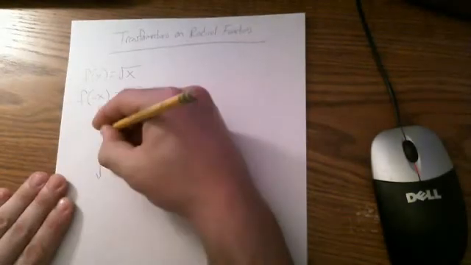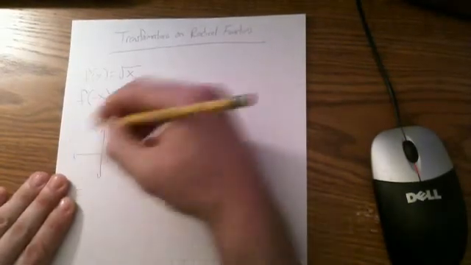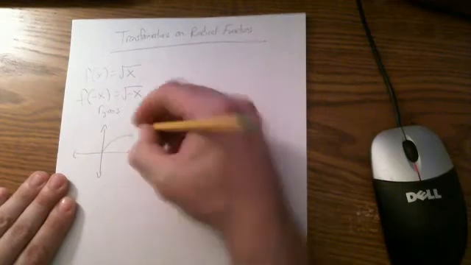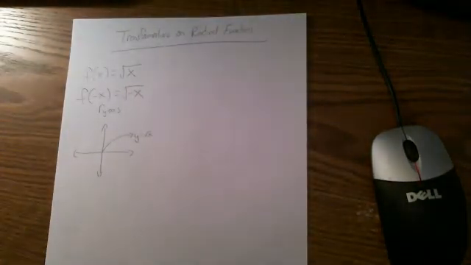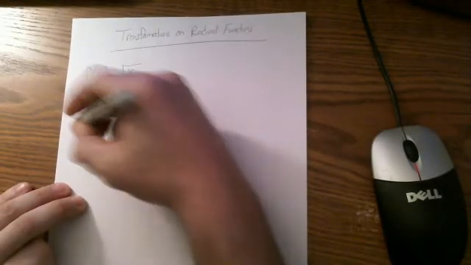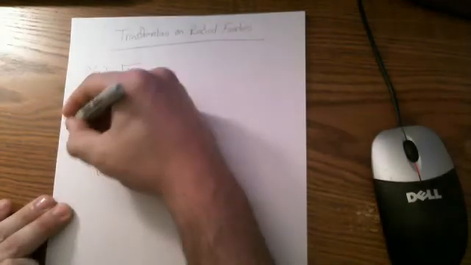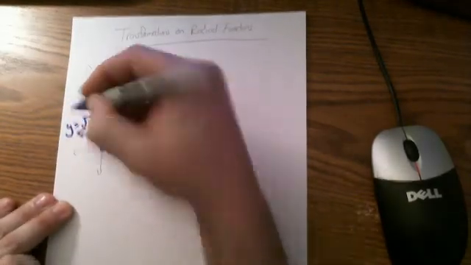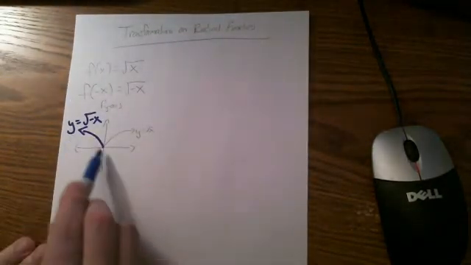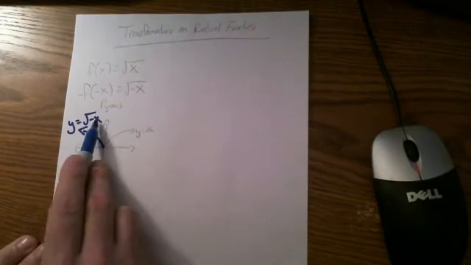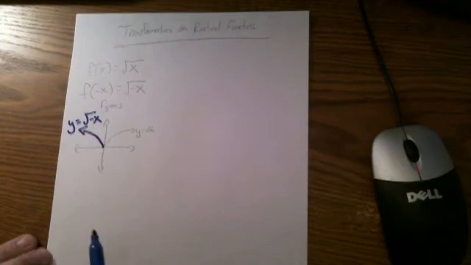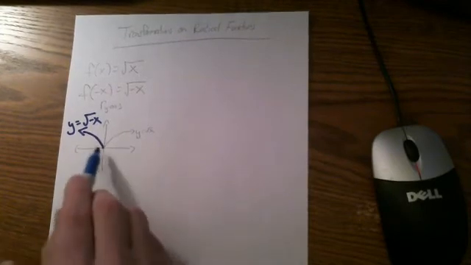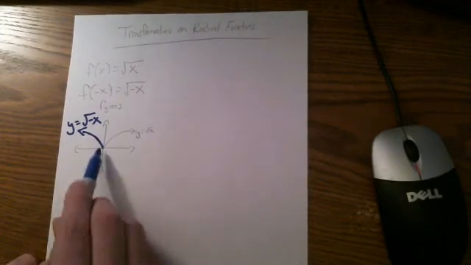So the shape of the parent function, y equals radical x, looks like that. So if I'm going to reflect over the y-axis, I'm just going to look like that. Y equals radical negative x. And in this case, the domain is only negative numbers, so you can take the square root of a negative, which is a positive. So this graph does exist in the negative x quadrant.